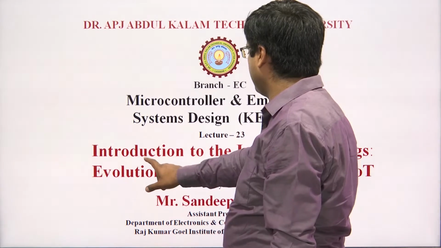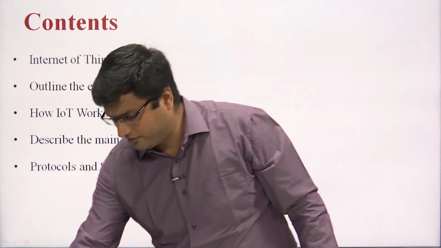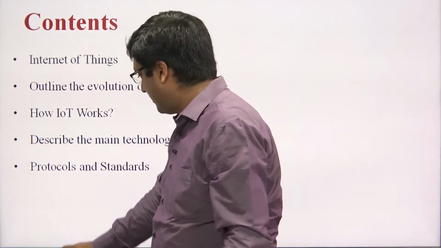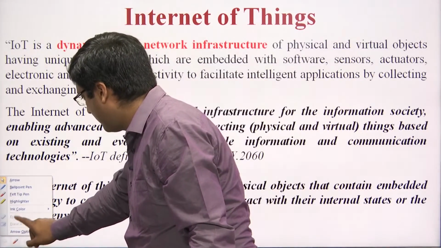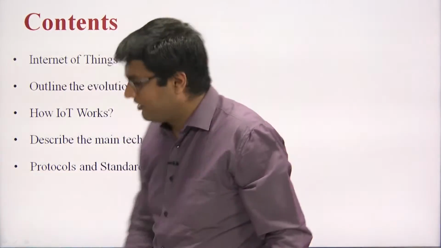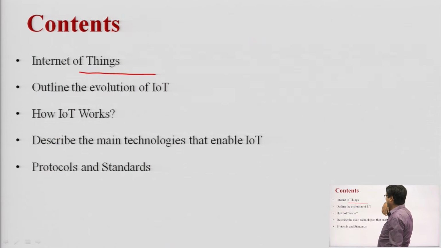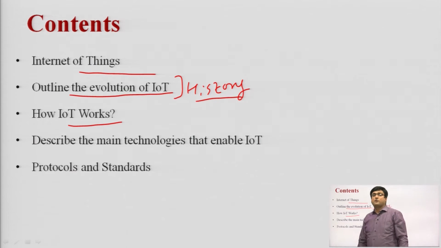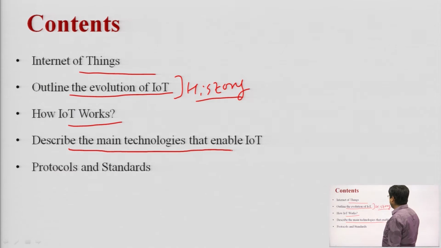So, the 4th unit is Introduction to IoT, and here we will see the evolution and main technologies of IoT. This is the table of contents we will cover in this lecture. We will get more data about the Internet of Things and outline the evolution of IoT. We will see the history of IoT, how it was discovered, in which year, and how IoT works. We will see the working principle of IoT, how IoT devices work. After that, we will see the main technologies that enable IoT.